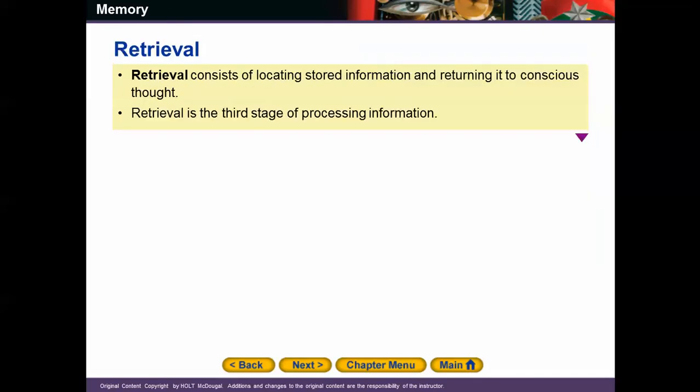The third memory process is retrieval. Retrieval consists of locating stored information and returning it to conscious thought. Retrieving information stored in our memory is like retrieving information stored in a computer. You just have to find the right path. Some information in our memory is so familiar that it's readily available and almost impossible to forget. This is like names of your friends and family. But when it comes to trying to remember lines from a play or even a mathematical formula, retrieval can be difficult.